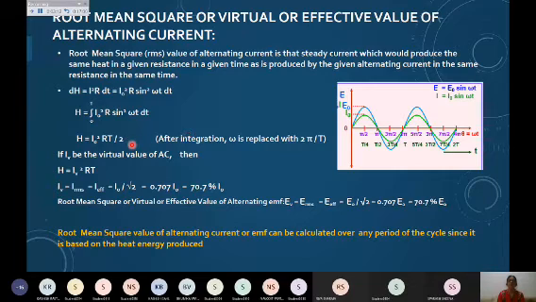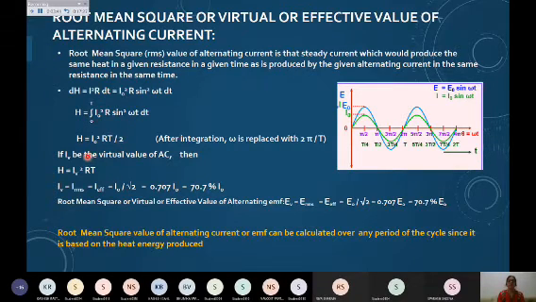You need to work out, and then only you will be getting that the heat produced is coming out to be I naught square RT by 2. So H is I naught square RT by 2.